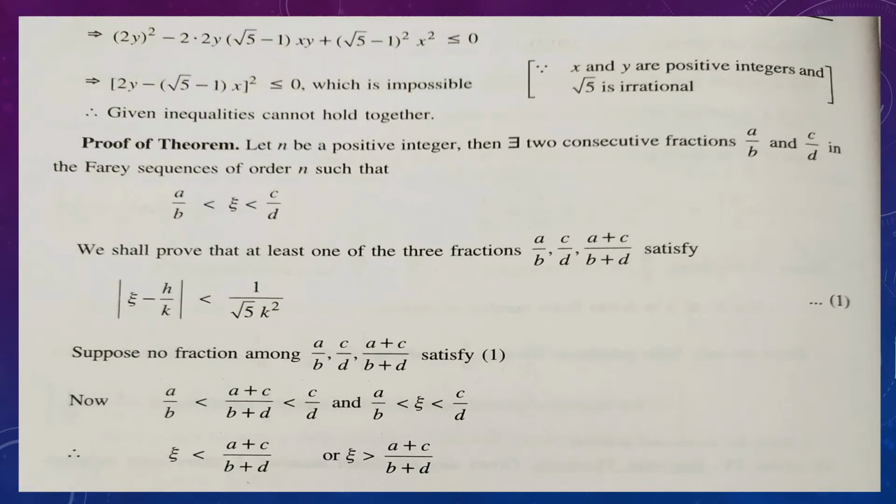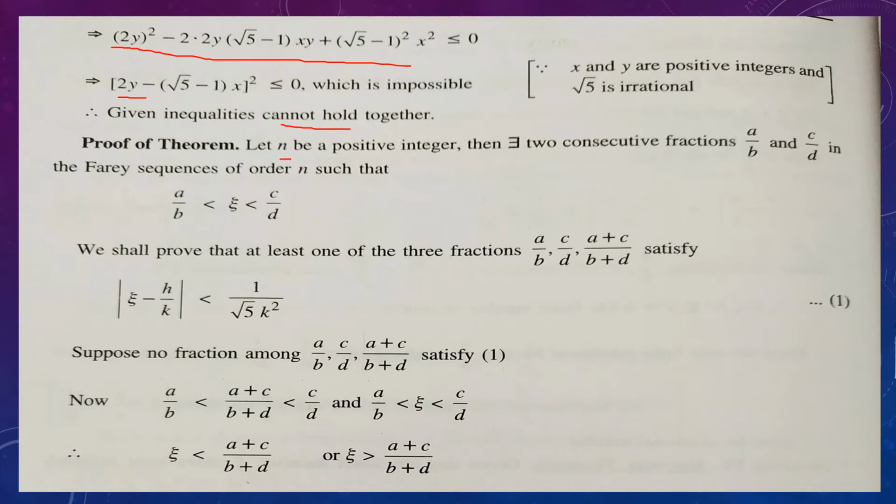Now we are going to make it a complete square. We can write it like this: a whole square, 2y minus root 5 minus 1 times x, whole square. So we get a square of a positive number less than 0, which is a contradiction, which is impossible. So the given inequalities cannot hold together. We will use this lemma to prove the Hurwitz theorem.